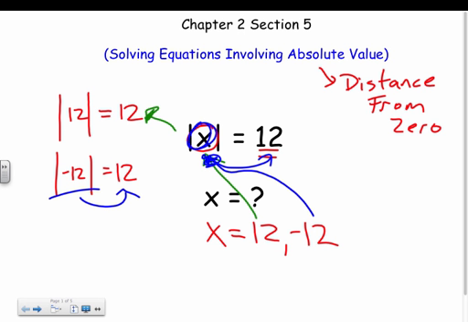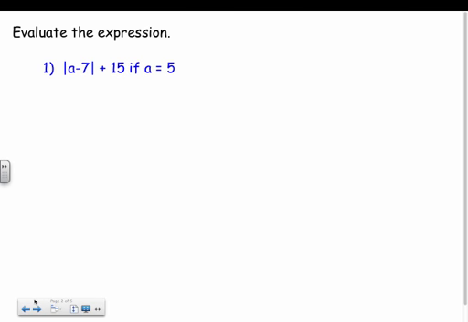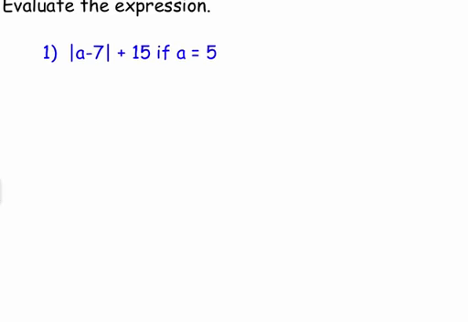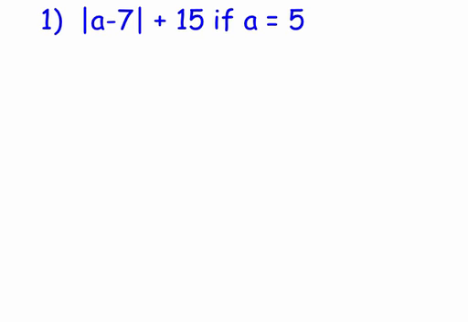So what happens is we take whatever is inside of here, and we set it equal to the positive and the negative part of what we want it to be. So we set x equal to 12, and we set x equal to negative 12. And that'll make more sense when we go through this example here. But first, before we do that, let's just evaluate some expressions to get used to our absolute values again.